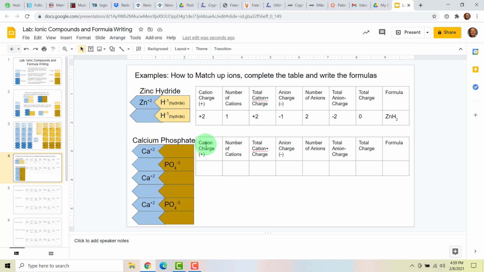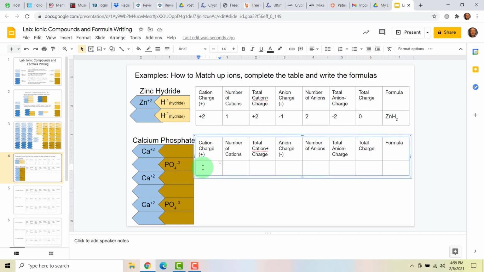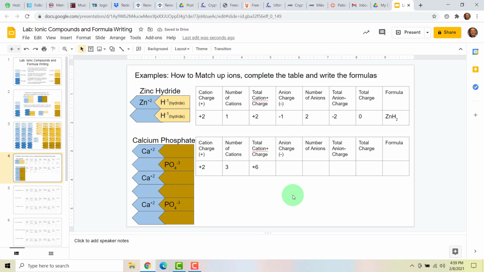Now, when we go through this, the cation charge, what you're looking for, is the charge of the cation. The cation is your positive piece. I only need to look at the charge here. So my charge here is +2. I don't need to know the fact that there's 3 of them yet. That number goes here because there is 1 calcium, 2 calciums, 3 calciums. That is the number of cations. That's how many I have. Now I take those 2 and I multiply them. 2 times 3. The total cation charge is +6 because there are 3 of them.